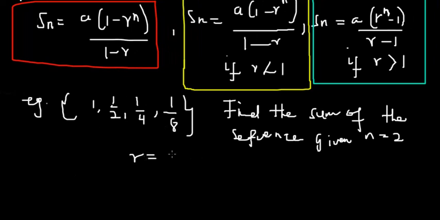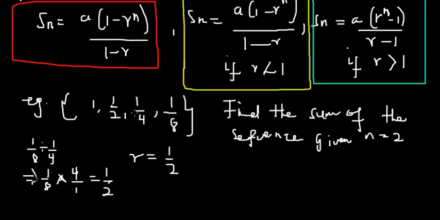From this sequence, you could notice that the common ratio is 1/2. It's simple to find. You could do that with 1/8 and 1/4. So we have 1/8 divided by 1/4. In simplest form, you have 1/8 multiplied by 4/1. This gives us 1/2, so that's the common ratio. You could use the same approach for 1/4 and 1/2, and you end up with 1/2.